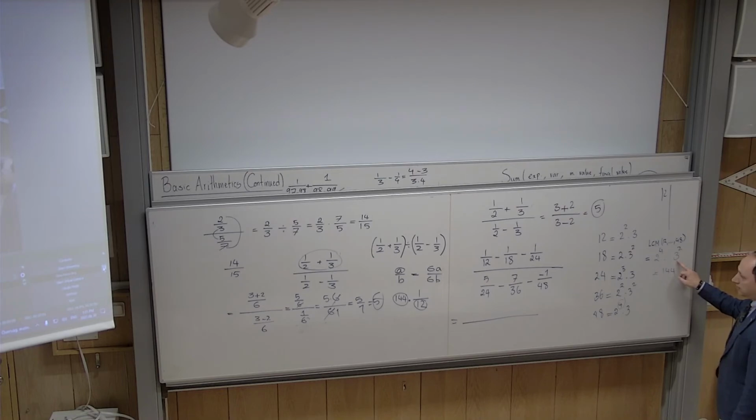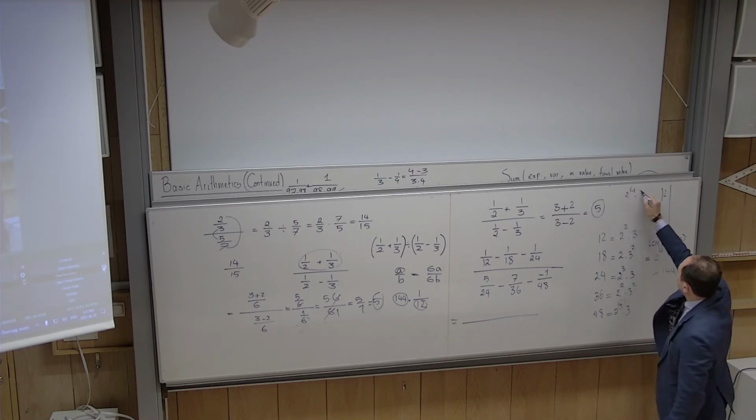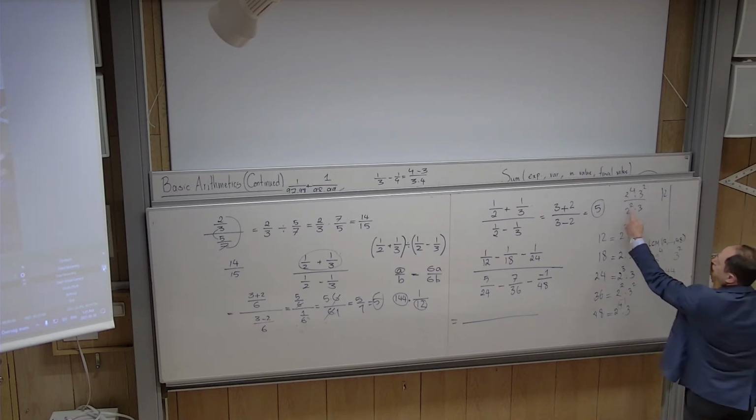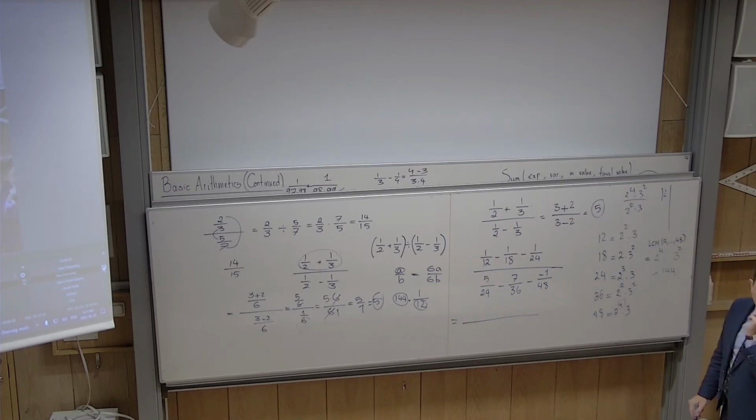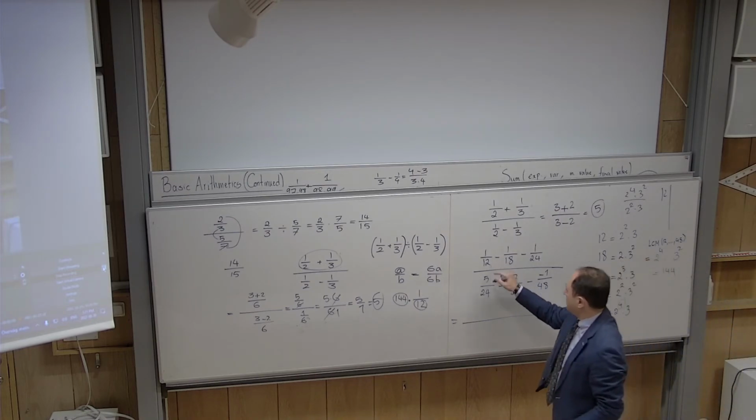144 is this one, 12 is this one. So if you divide this by this, what will happen? 2 2's remain, 1 3 remains. 2 2 and 1 3. What is that? 12. So the first number is 12.